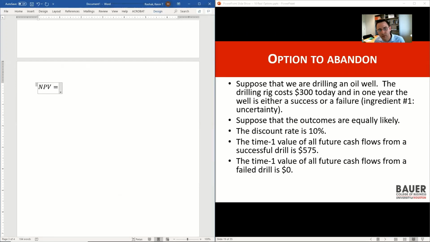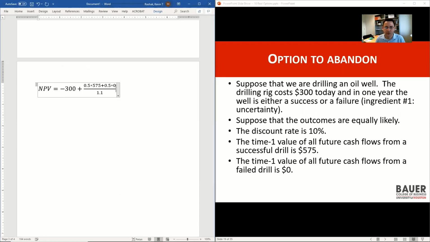So what did we do when we learned about expected values? Well, we said we have to calculate the expected cash flow. You put in $300 today, and then you have to calculate the expected cash flow of what happens at time one. So half the time it's going to be a success, and you get the 575. Then the other half of the time, things are a failure, and you get nothing out of it. Okay. And that all occurs 1 year in the future.